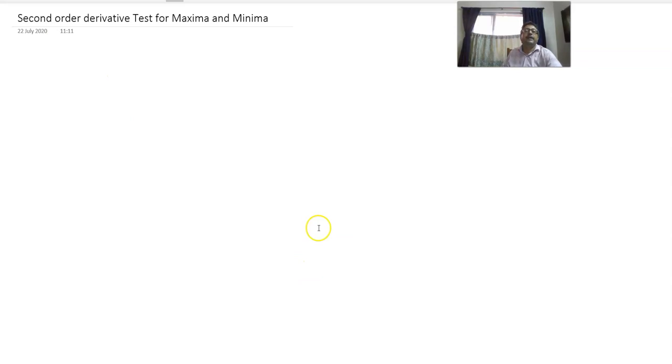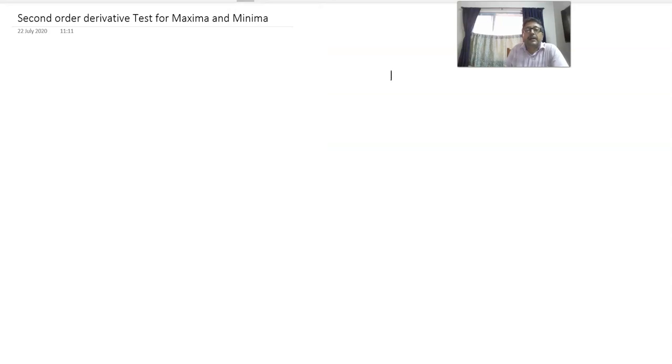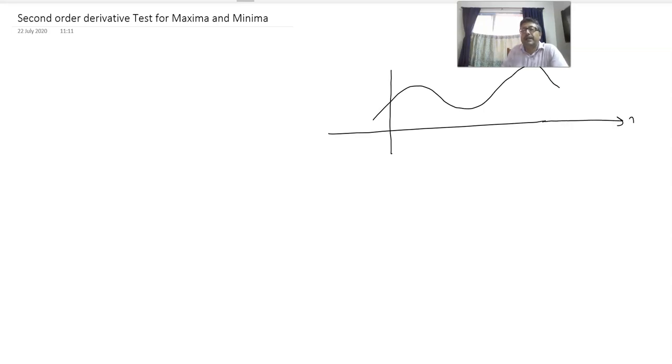This I can explain by drawing a graph first. I mean, graph of a function if I draw, then where the function has, say, maximum and minimum value both. Taking this diagram only for your better understanding. This point you will always say there is a maximum, there also a maximum.